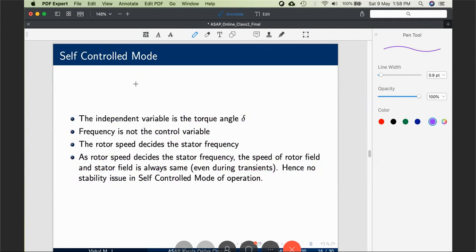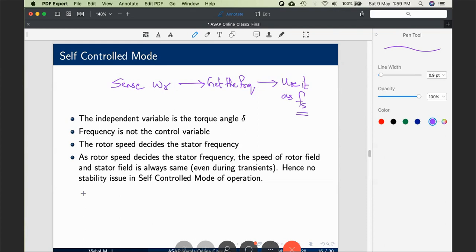In self-control mode, what we do is that we sense the rotor speed. Once we sense the rotor speed, get the frequency. That is the frequency corresponding to the rotor speed. Use it as stator frequency, which means now the stator or the RMF follows the rotor speed. Now I will explain it with some numbers so that it will be clear to you.